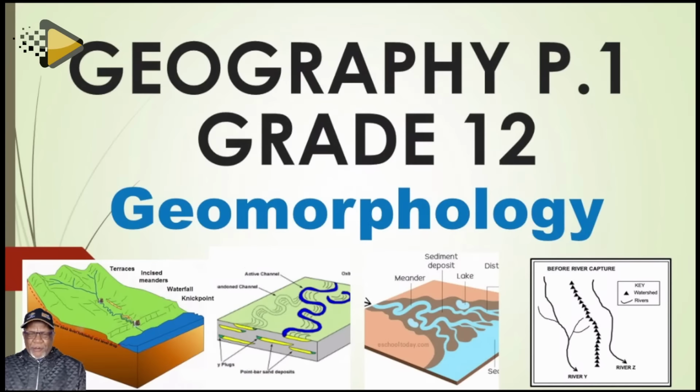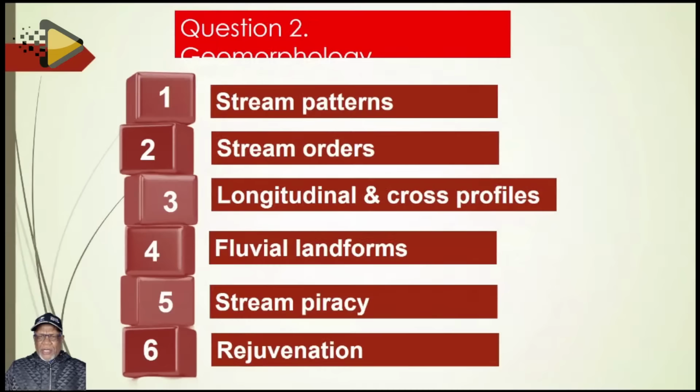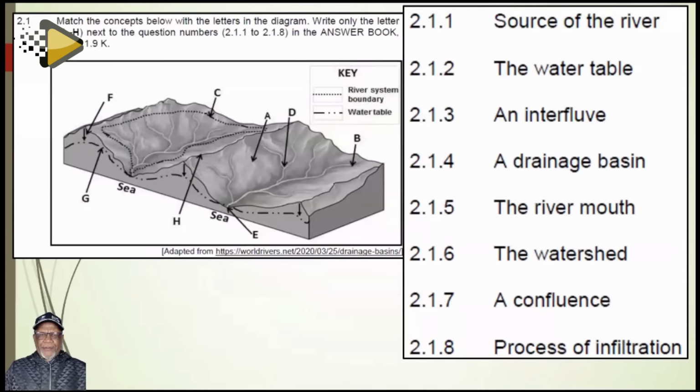Okay, now let's look at geomorphology. Let's start right away with drainage basin. Let's start with the question first. The question says, match the concept below with the letters in the diagram. Write only the letter A to H next to the question number 2.1.1.1 up to 2.1.8 in the answer book.